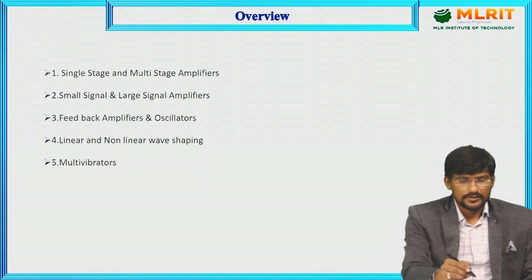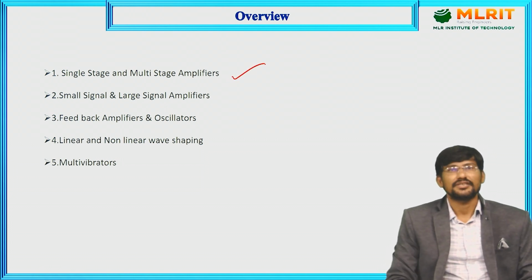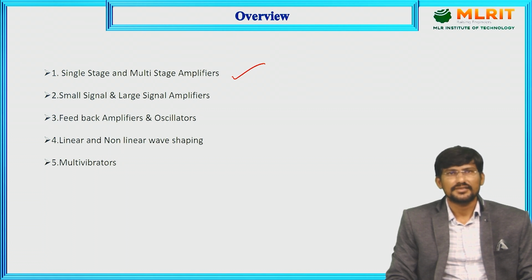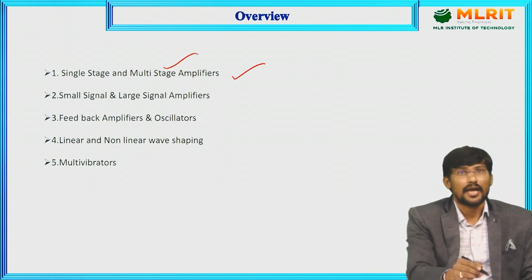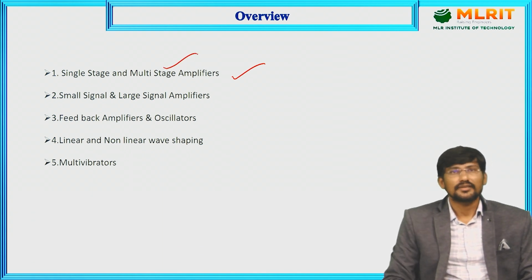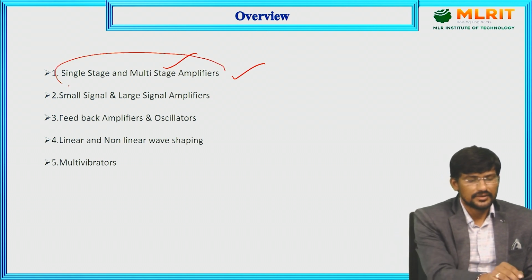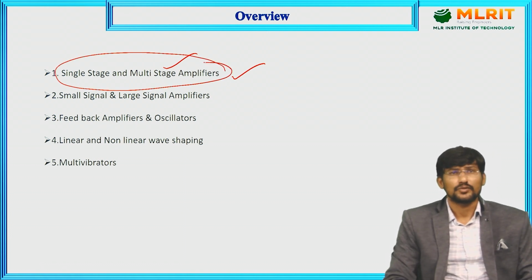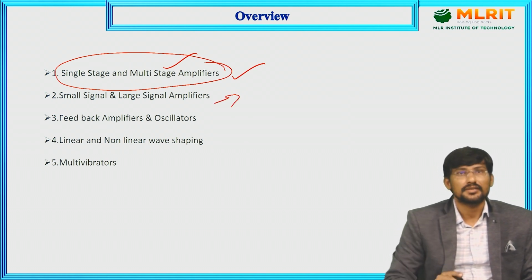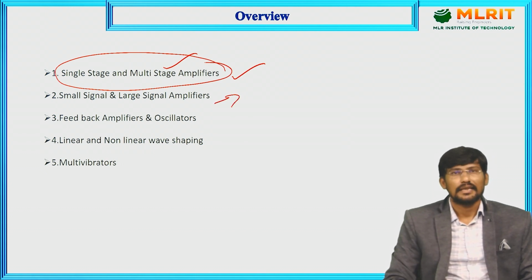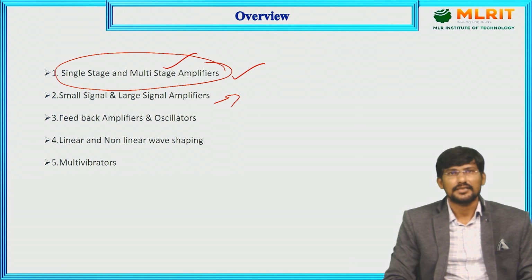So let us take the first unit, single stage and multi-stage amplifiers. The purpose of an amplifier is to increase the signal strength, and whatever gain is produced by a single stage is not sufficient, that's why we go for multi-stage amplifiers. Now coming to small signal and large signal amplifiers. Whatever we are discussing in the first unit, single stage and multi-stage amplifiers, comes under small signal analysis. And in the large signal amplifiers, we'll discuss 4 different types of amplifiers: class A, class B, class AB and class C power amplifiers.